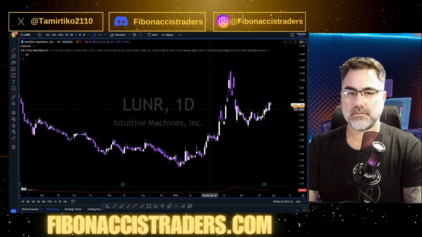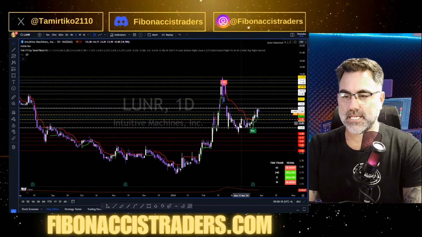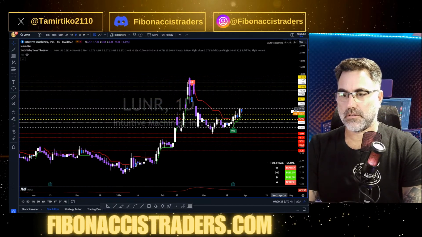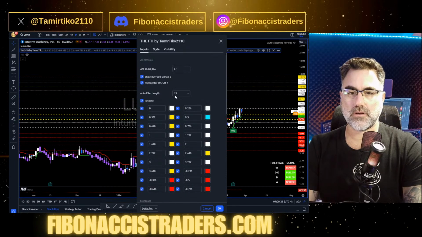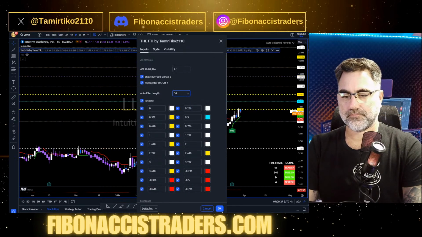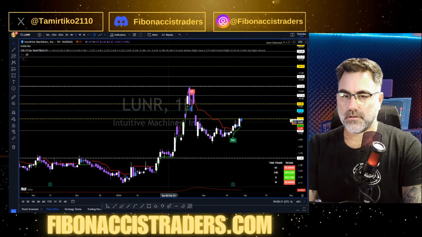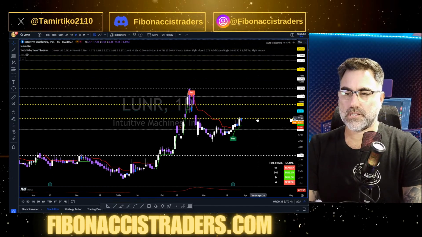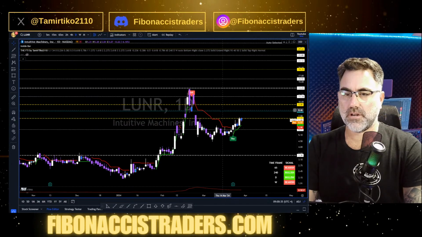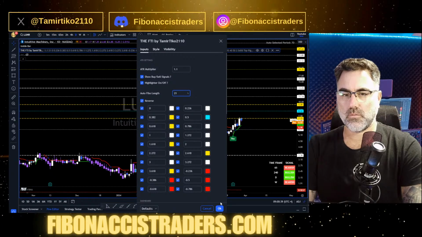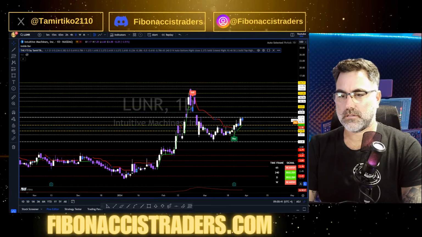What is this? Initiative Machines. Looks pretty good. Let's take Fibonacci a little bit higher. You see the yellow zone acting as resistance. You have a gap over here, the 50% retracement. Let's take it to the 21, like this.